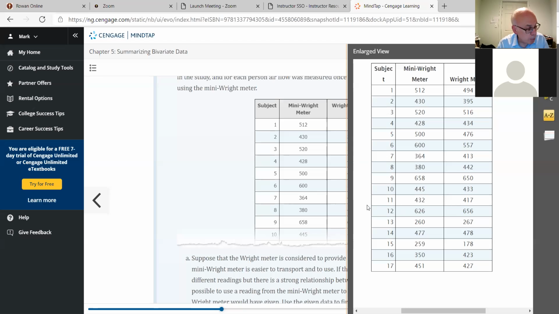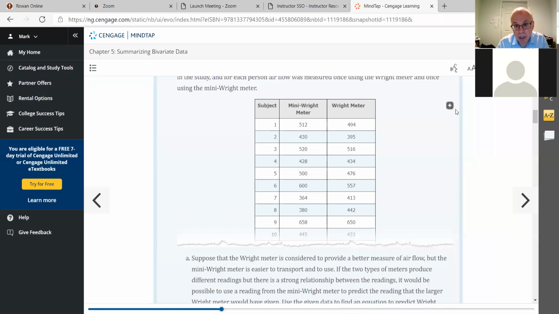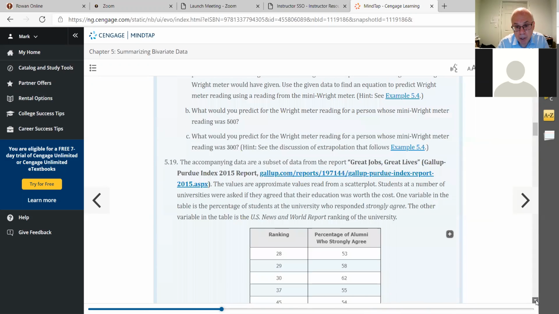Cengage is new for this textbook. This textbook was originally published by Wiley, and only this newest edition is now published by Cengage. So Cengage does some things that are different than Wiley, and maybe this is one of those things. So I did want to bring it to your attention for those of you who are using the ebook, so that you don't make the mistake of thinking what you're seeing on the screen is the entire table. You basically have to hit that plus sign. Once again, it's this plus sign right here next to the table, whatever table you're looking at, because I think all the tables are like that if they're relatively long.